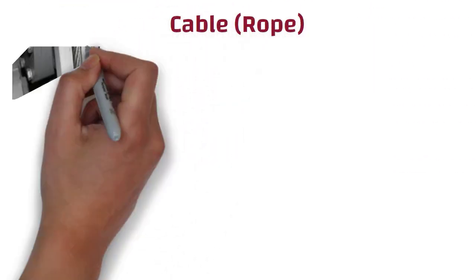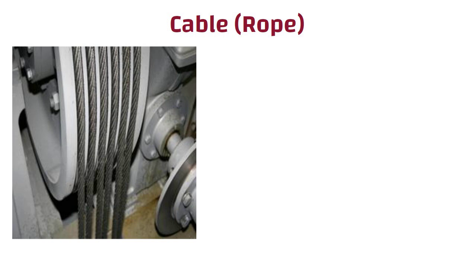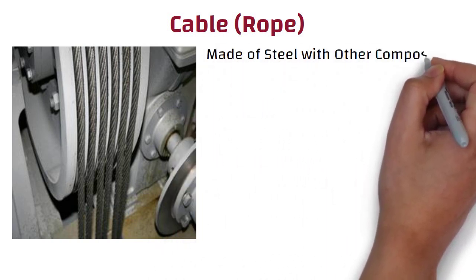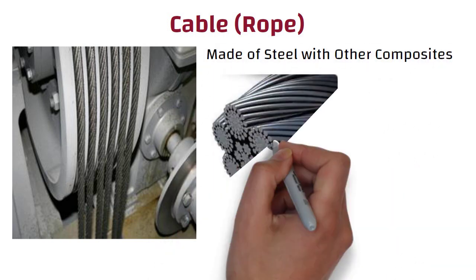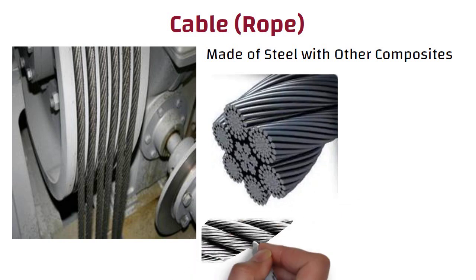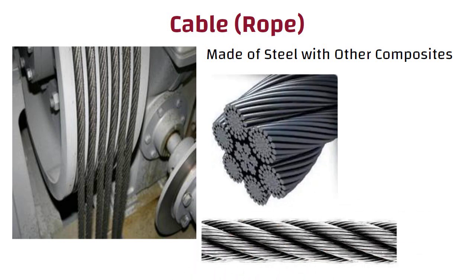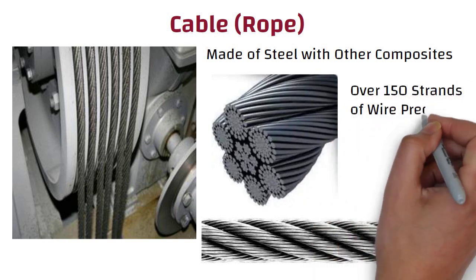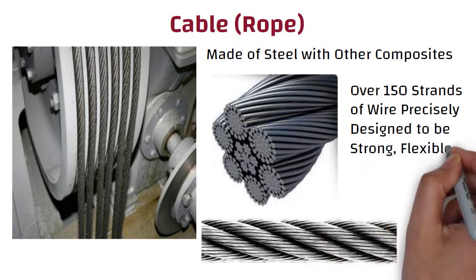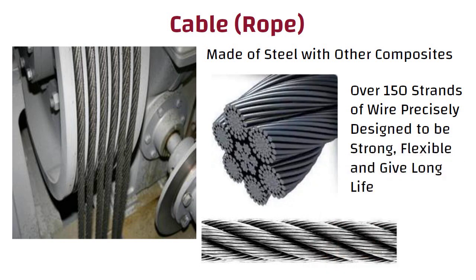Cable or rope. Elevator ropes are highly engineered and made of steel with other composites. Also, they are not single wires but several strands of various sizes wrapped together. A typical cable or rope can have over 150 strands of wire precisely designed to be strong, flexible, and give long life. As I am not able to complete all the information about this topic in a single video, I am going to cover the remaining components and some important information about elevators in my next video.